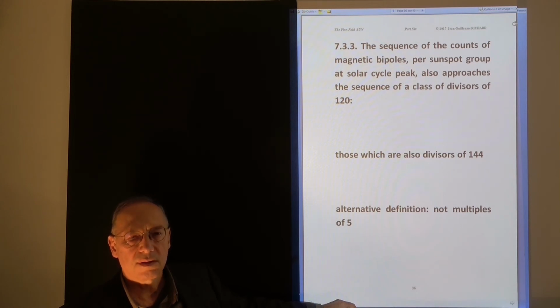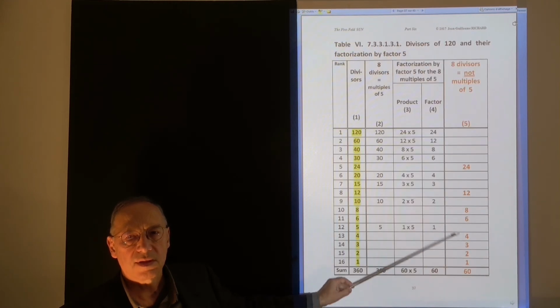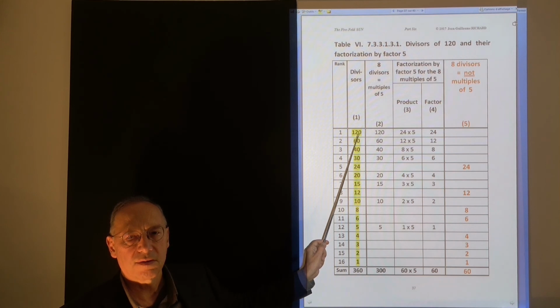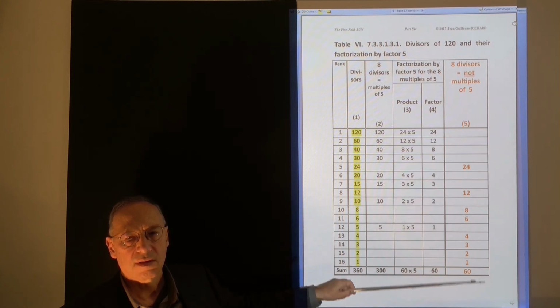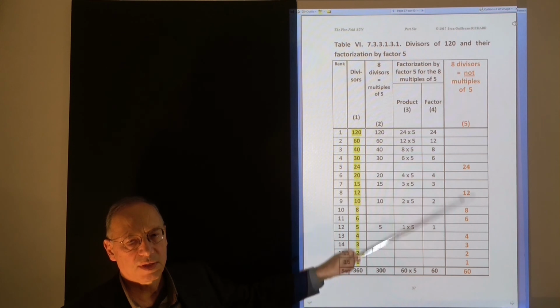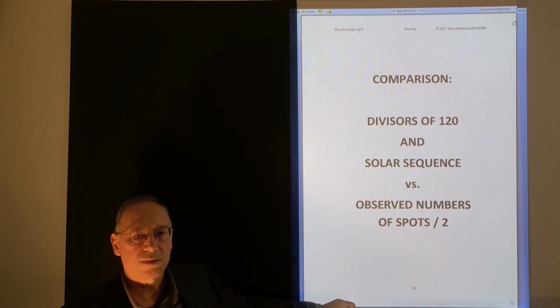120 is actually the number of rigid rotations of the solar cycle. This definition corresponds to retaining only the divisors of 120 which are not multiples of 5. As you can see in this table, these are all of the divisors of 120, and these are those that are not multiples of 5. You see, we find numbers which are close to our numbers of B-poles, 24, 12, 8. The problem is that we have only 8, but we have 10 sunspot groups.